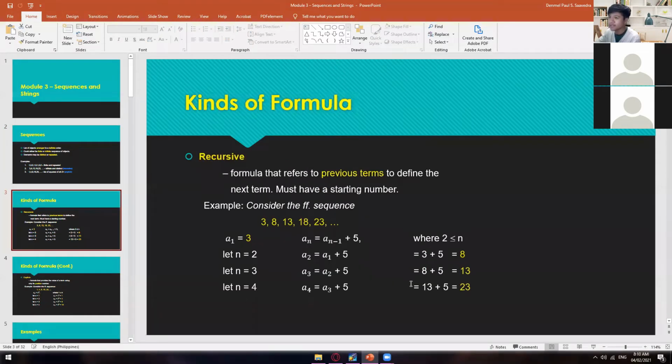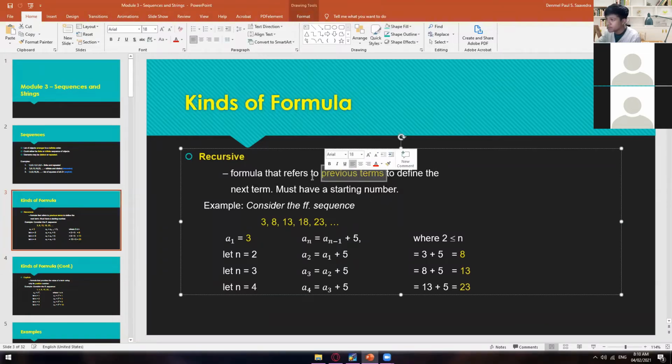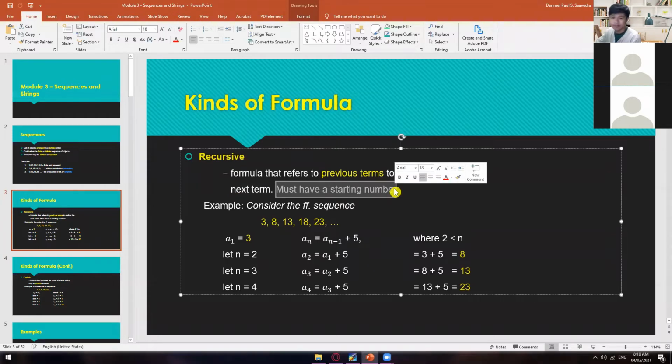All right. So we have here the kinds of formula. We will start with the recursive. As I said a while ago, a recursive formula refers to previous terms to define the next term. So you have to know the previous terms to be able to know the next term. It must have a starting number. If there is no starting number, then that must be an explicit kind of sequence. So we have this sequence 3, 8, 13, 18, 23.